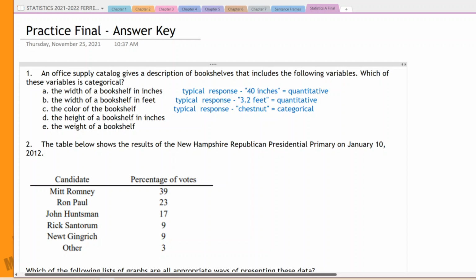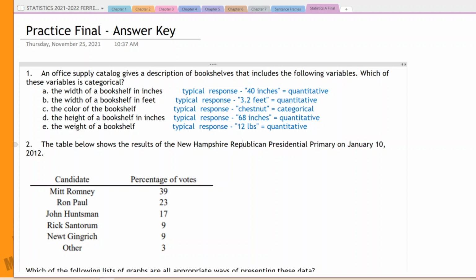Now the next one says the color of the bookshelf. A typical response here would be chestnut. It's not a numerical response, so we would have to call this a categorical response. We're going to go through the rest of these just as good practice. The next one is the height of the bookshelf in inches. A typical response would be like 68 inches. That's quantitative also. And the last one is the weight of a bookshelf. A typical response there would be like 12 pounds, and that's another quantitative response.